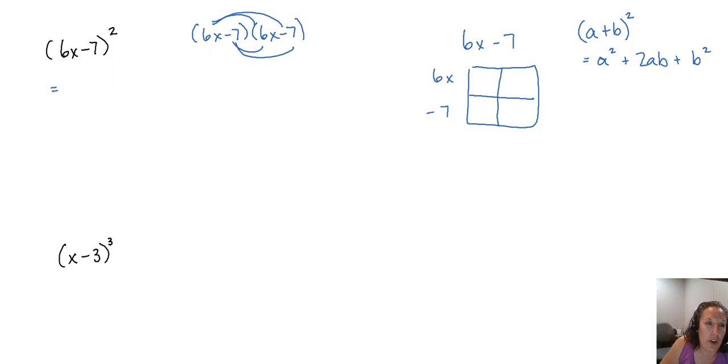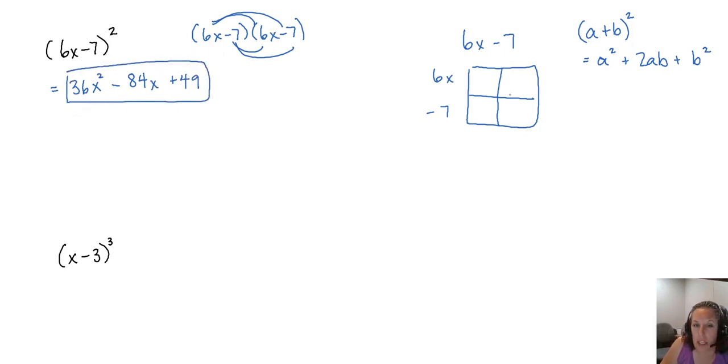So on this one, we're going to square the first. So 6 squared is 36. x squared is x squared. 2 times the first times the second. So 6x times a negative 7 is going to be a negative 42x, times 2 is going to be 84x. And then squaring the last, negative 7 squared is a positive 49, which is the same thing we're going to get if we were to multiply it out and combine like terms. We just save a little bit there.